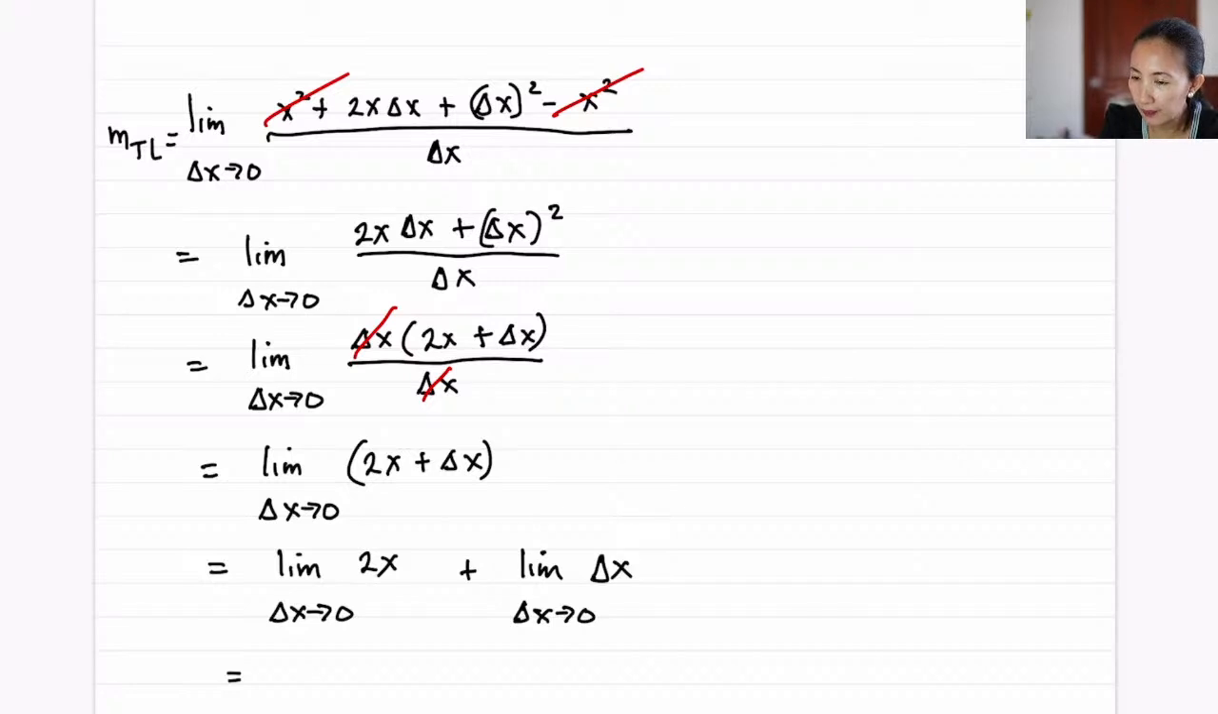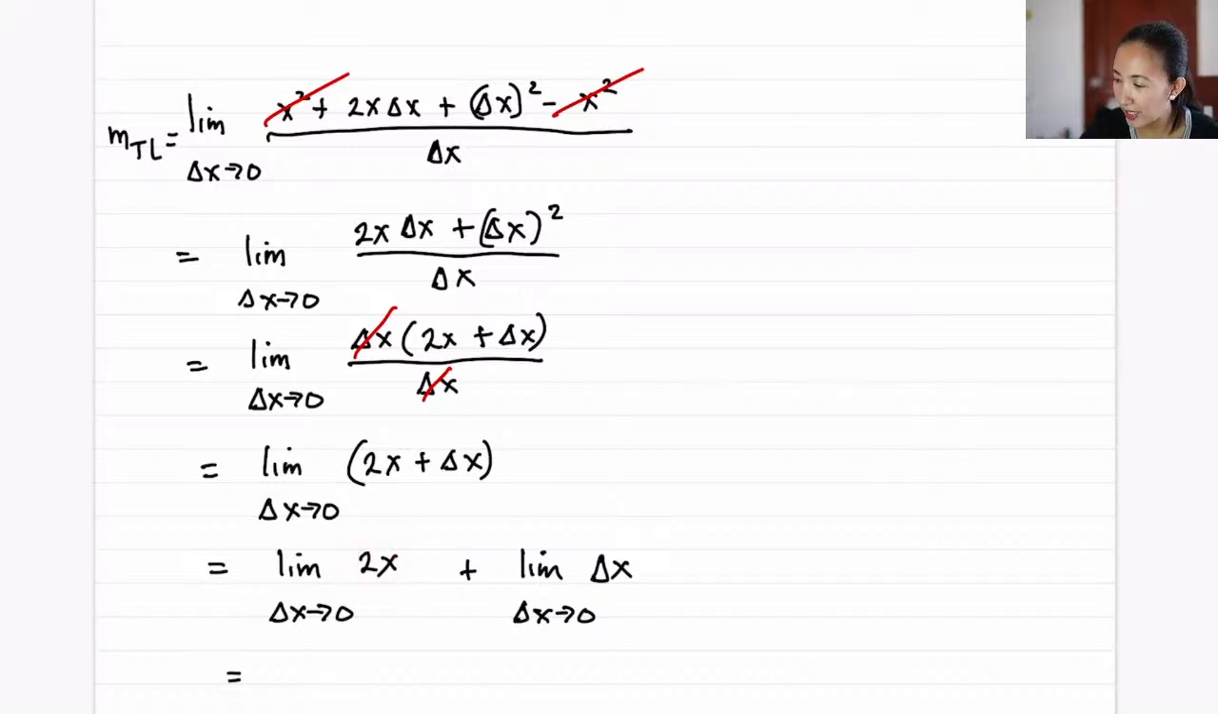Limit of 2x as delta x approaches 0. Why 2x? Why not 2 times 0? Bakit hindi 2 times 0? Marnell said 2x is right. Correct. 2x yun. Okay, bakit kaya? Look at the variable. Ito, delta x. Ito, x. So this must be considered a constant. And from the limit theorem, the limit of a constant is the constant itself.